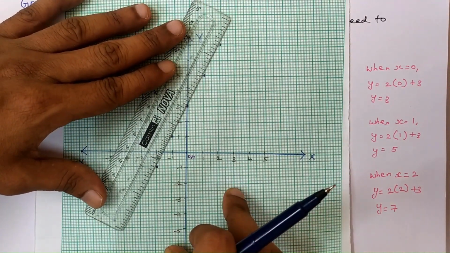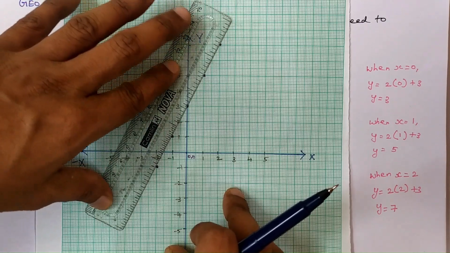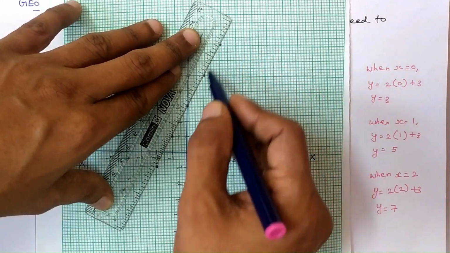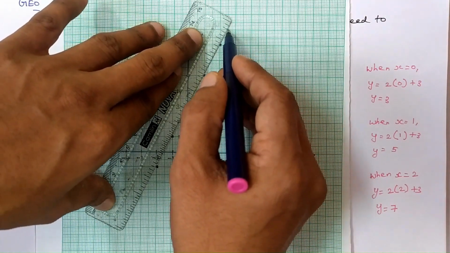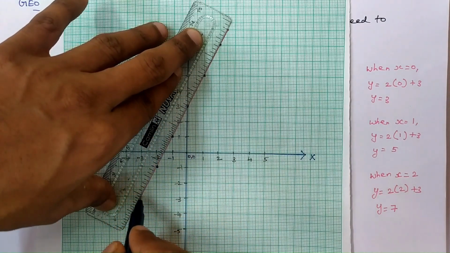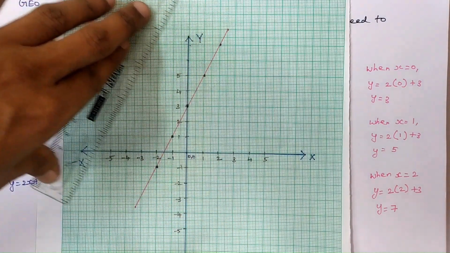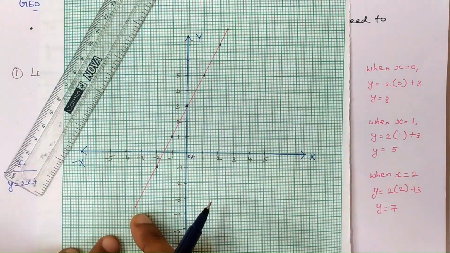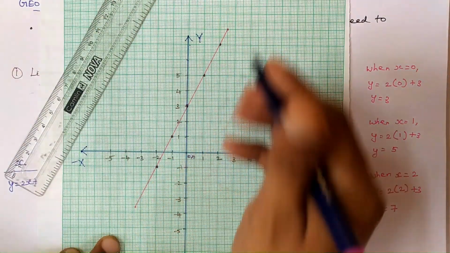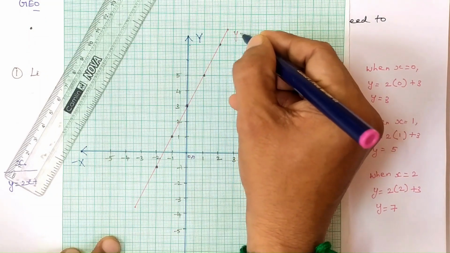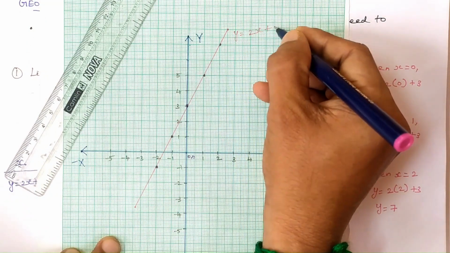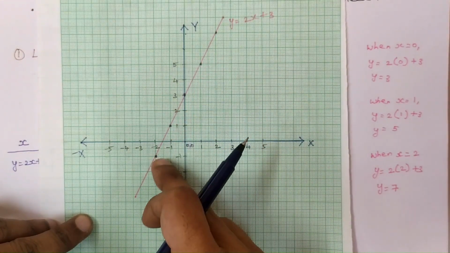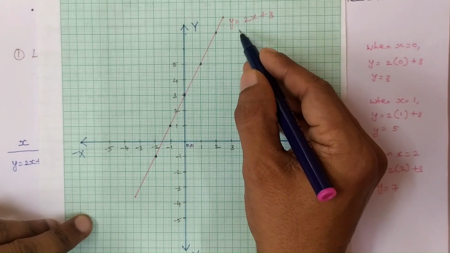So, while joining all the points, it is observed that the points are along a straight line. So all the points are along a straight line. So what is the equation of this line? The equation of the line is y is equal to 2x plus 3, right? So when we plot all these points, it is along a straight line. The equation of this line is y is equal to 2x plus 3.